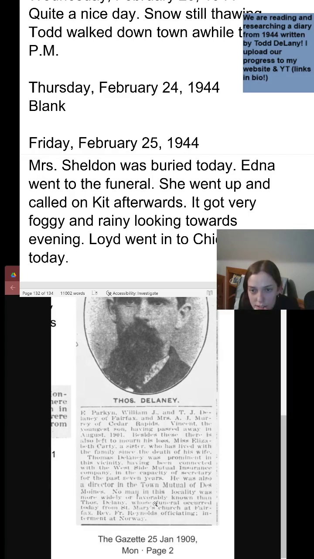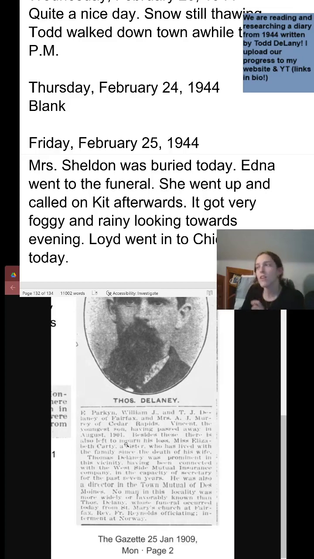No man in this locality was more widely or favorably known than Thomas Delaney. That's so awesome. Whose funeral occurred today from St. Mary's Church at Fairfax. Wow. I love that. No man in this locality was more widely or favorably known than Thomas Delaney.